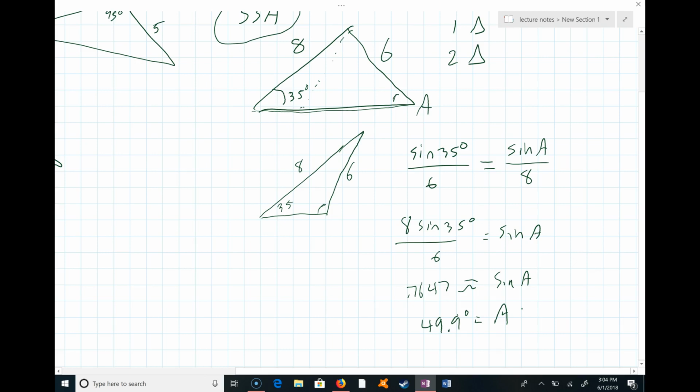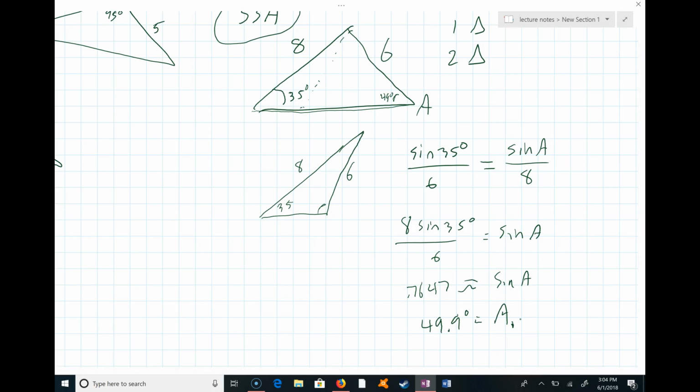So now, here's the key that you have to understand about this. When you find the 49 degrees, that's clearly an acute angle. So that's going to be this triangle up here, 49 degrees. And so we're going to call that A1. That's the angle A from the first triangle.